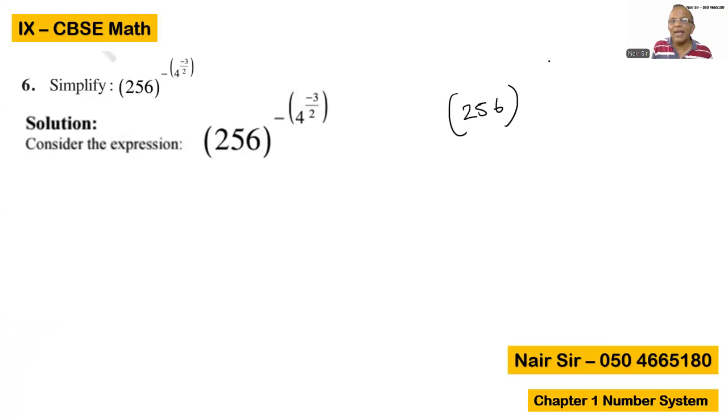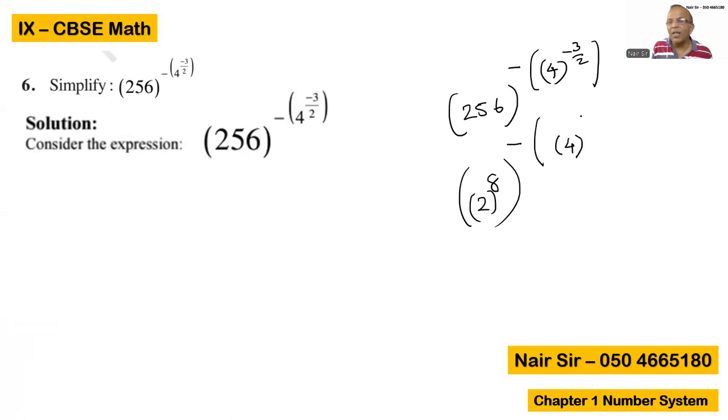256 raised to minus, bracket 4 bracket, minus 3 upon 2. This can be written as 2 raised to 8 raised to minus 4 raised to minus 3 upon 2. Look at that, how many numbers are here. There are a lot of things to it.